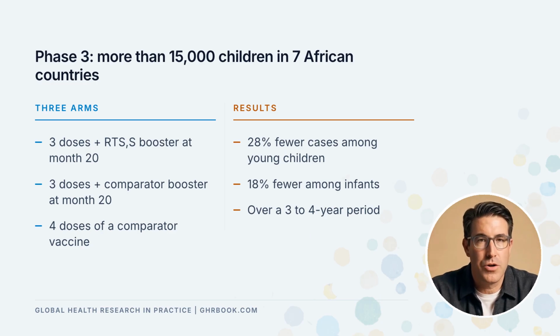The results of a large phase 3 trial with more than 15,000 infants and young children in 7 African countries were published in 2015. Children who participated were randomly assigned to one of 3 arms: 3 doses of RTS,S, as well as a booster dose at month 20; 3 doses of RTS,S, as well as a booster dose of a comparator vaccine at month 20; or 4 doses of a comparator vaccine. The vaccine reduced clinical malaria cases by 28% among young children and 18% among infants over a 3 to 4 year period. This phase 3 trial demonstrated that the treatment was efficacious.